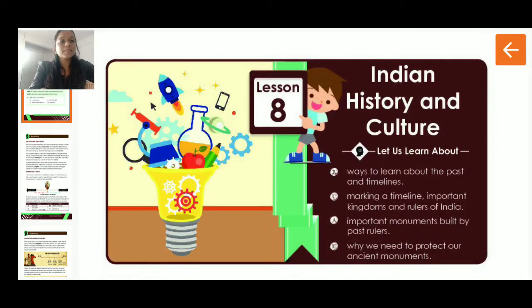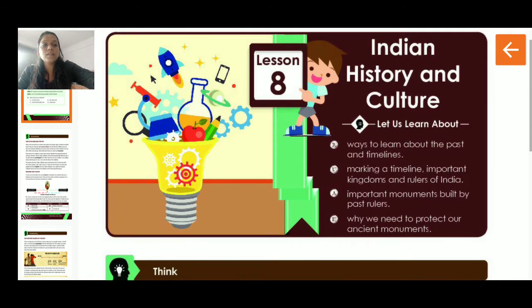Hi students. Today we are going to start a new lesson from your EVS2 textbook, the SST textbook. Lesson number 8, Indian History and Culture. In this lesson, we are going to learn about Indian history, all the historic periods. We are going to study all about the past, the history of India and of the culture. What are the different cultures which were followed in India?